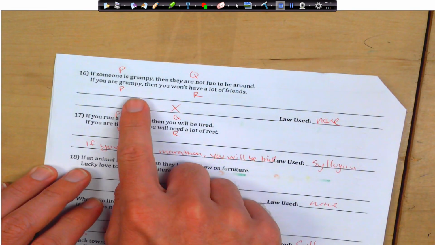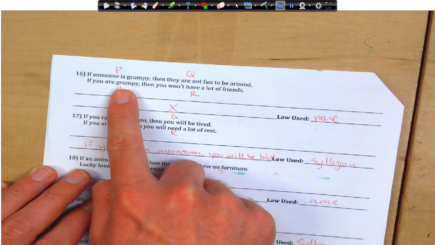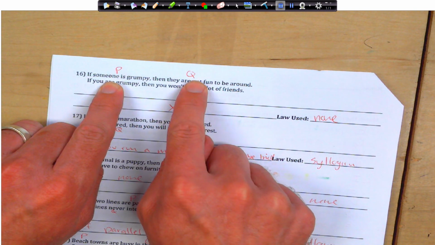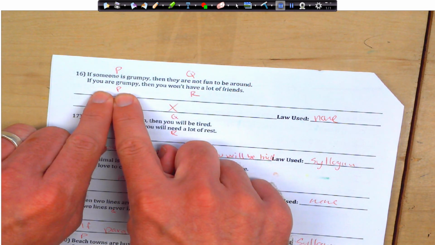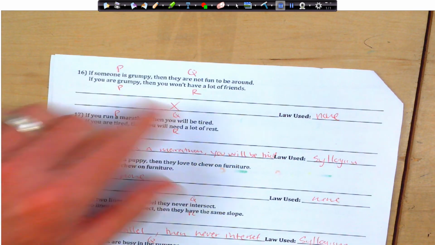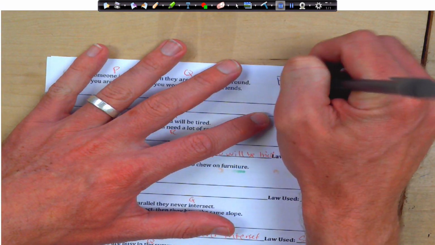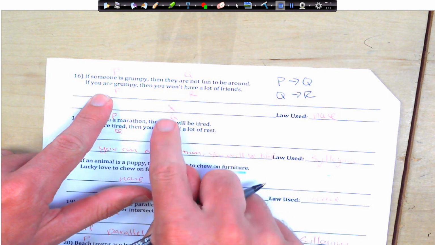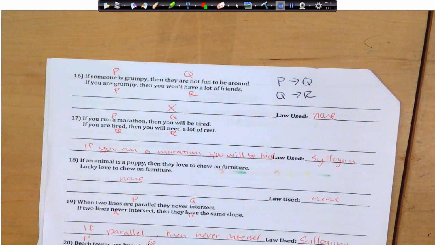So over here, we have 2 conditionals, so we're thinking syllogism. If someone's grumpy, P, they're not fun to be around. Q, if you're grumpy. See how it goes to P again? The pattern for syllogism has to be P, then Q, Q, then R. This does not follow the pattern, so it is a no-no.